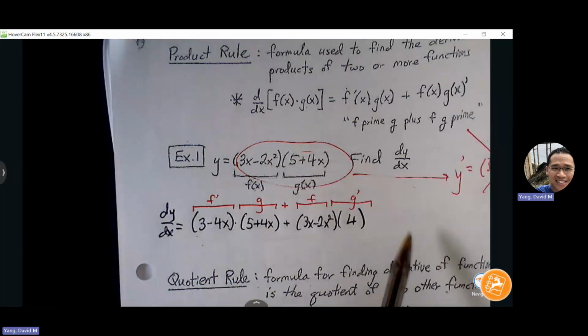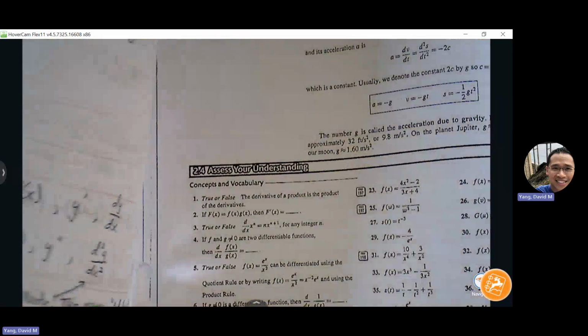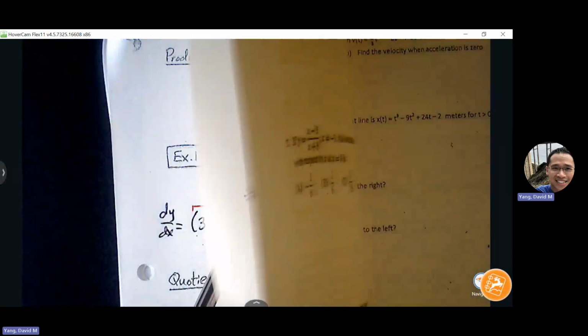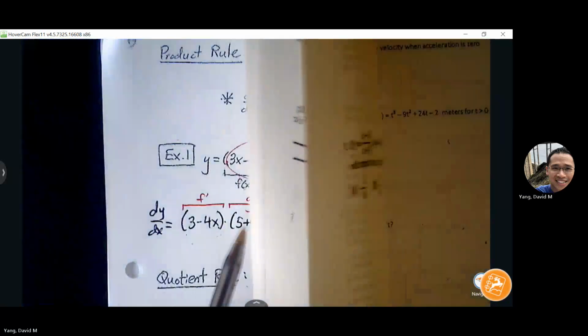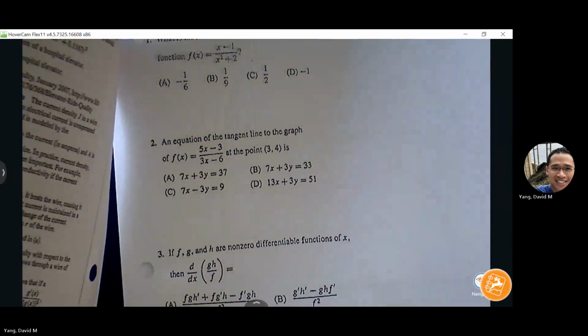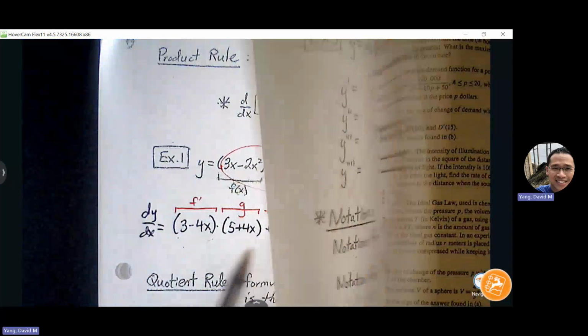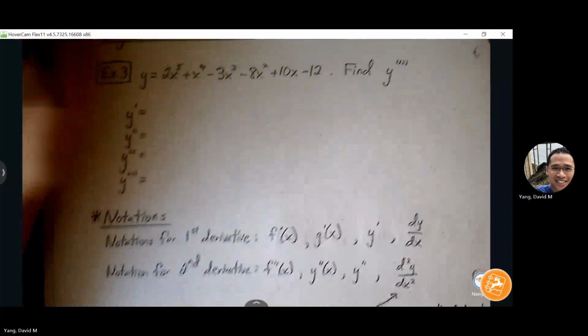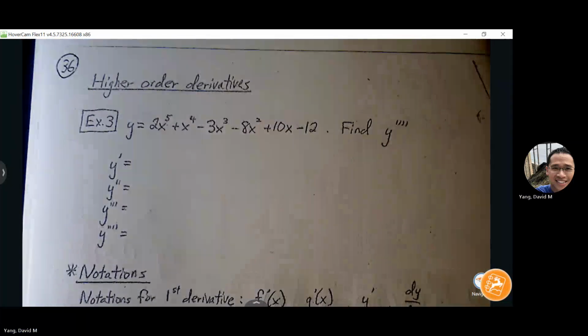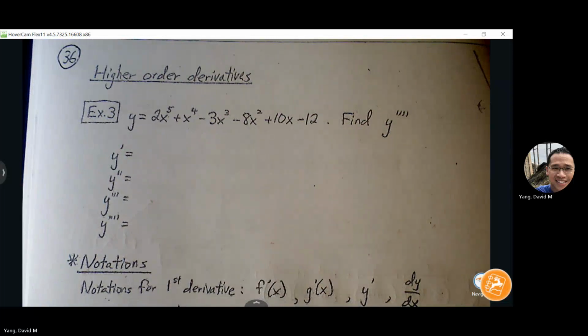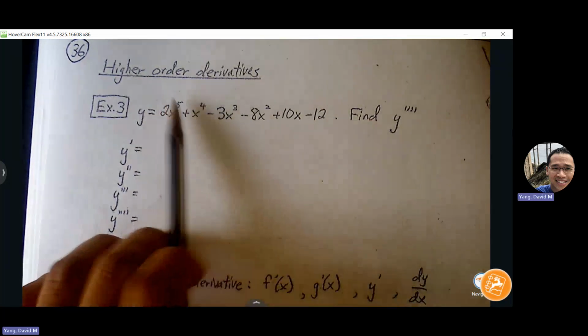All right. We're going to definitely do some more practice with product and quotient rule. But I want to talk about some notations here. And let's go to page 136. Okay, so higher order derivatives.